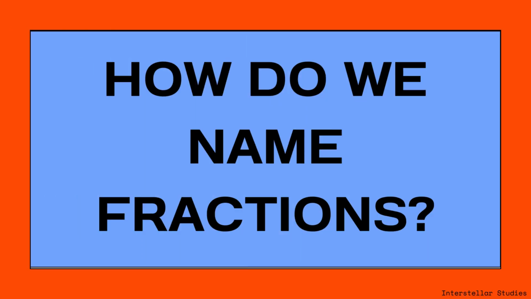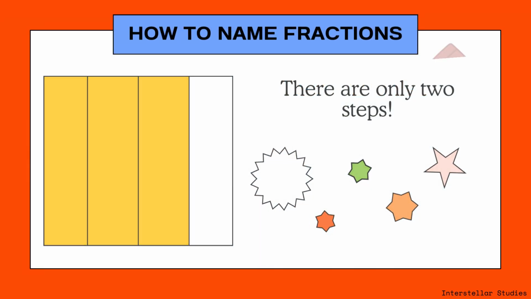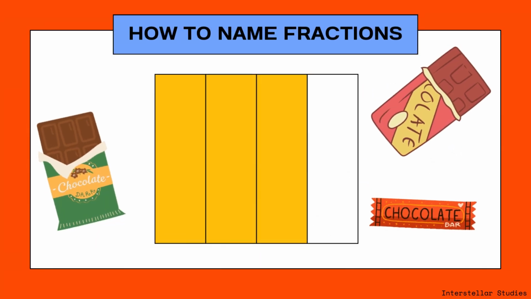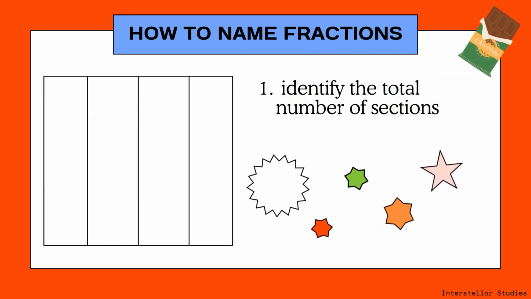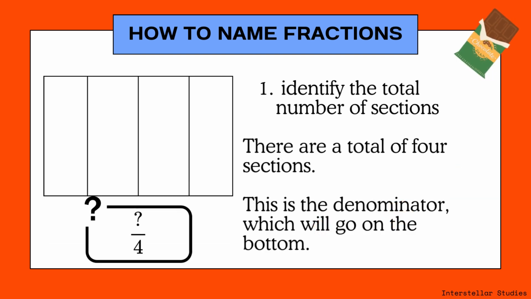So how do we name fractions? There are only 2 steps. Let's say this rectangle is a chocolate bar. First, we need to identify the total number of equal parts. In this case, our chocolate bar has been split into 4 total parts. This is the denominator, which will go on the bottom.